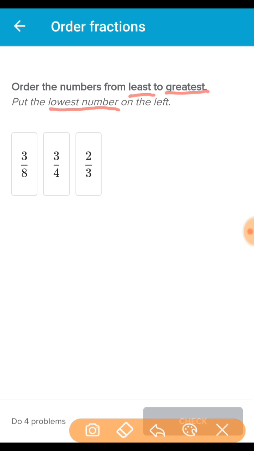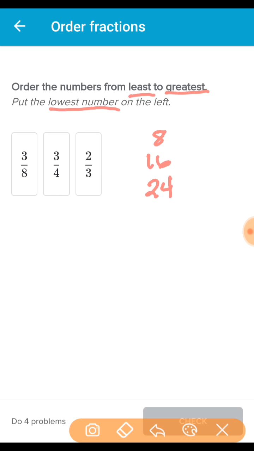So what I would do is I would take all of the denominators and I would start with the largest denominator, which in this case is 8. And I could count by 8s until I get a number that all three numbers can be divided into evenly. So 8, that doesn't work because 3 does not go into 8. 16 does not work again because 3 does not go into 16. And then 24 works because 24 divided by 3 would give you 8.